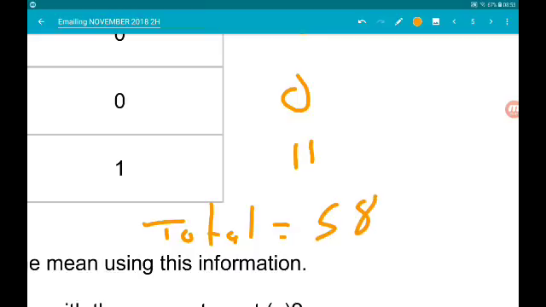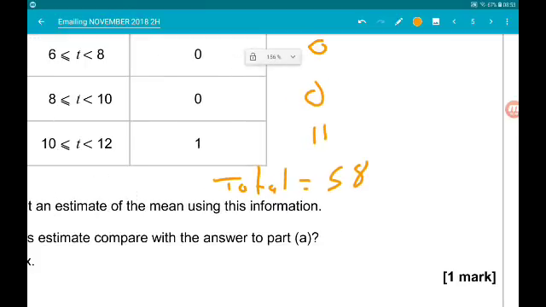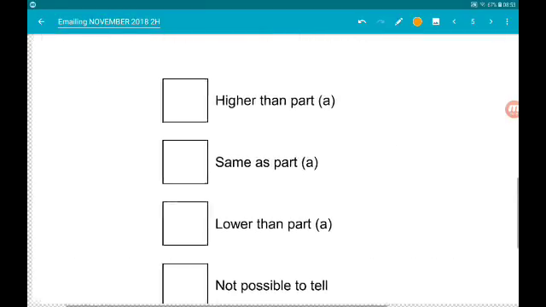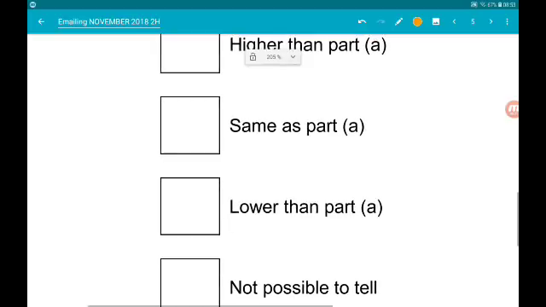So he has a lower total than we had, so his mean would be lower. We don't need to work it out, but we could: 58 over 20. But the important thing is it's going to be lower.